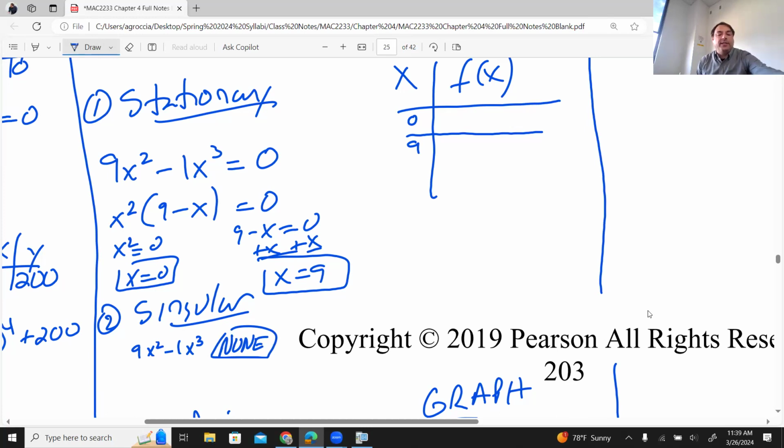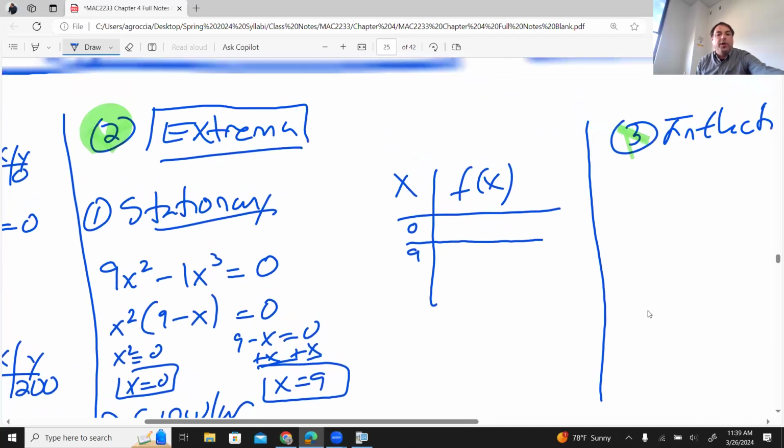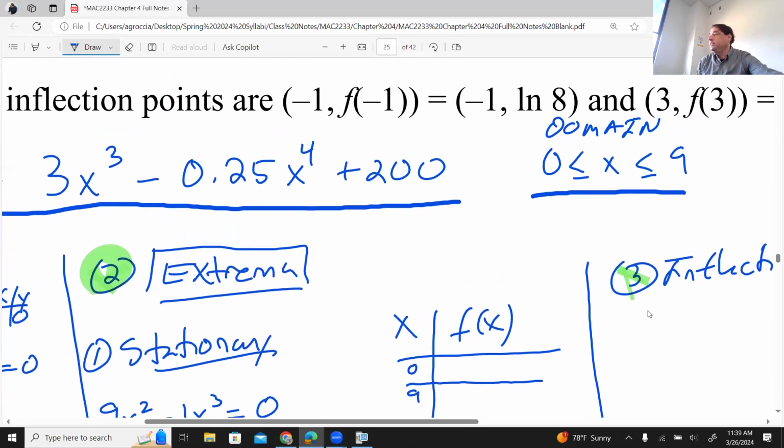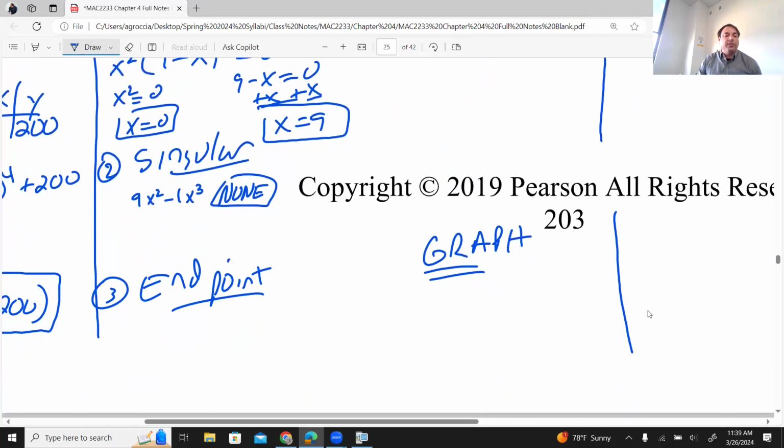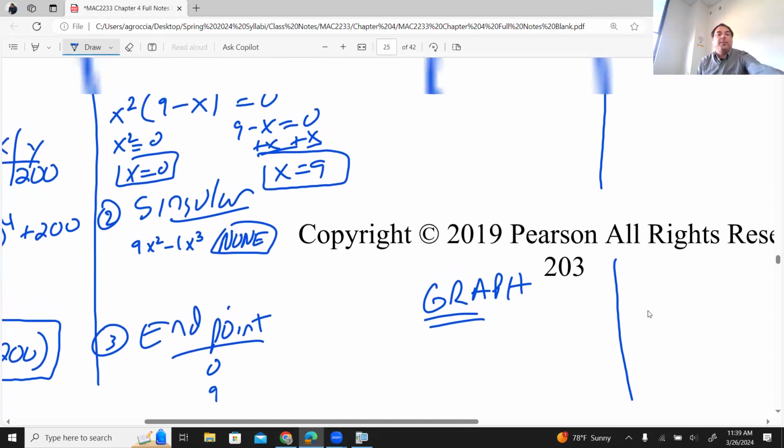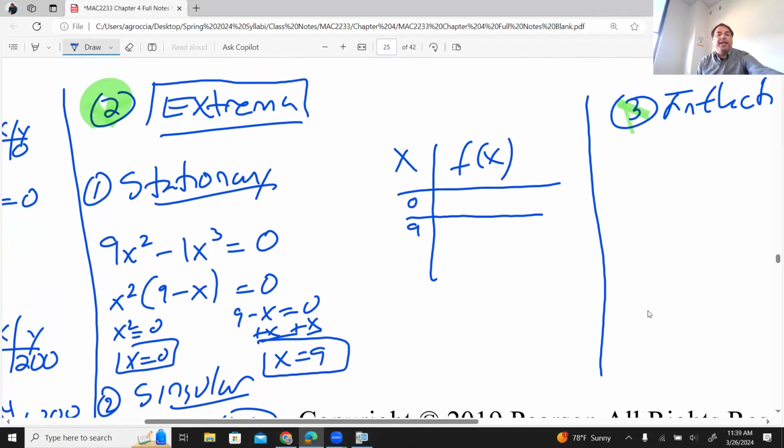Then for endpoint, we go back to the domain. And the domain is 0 to 9, so it's the same points we found as the stationary. So we basically found 0 and 9. Those are endpoints, but they're also possible stationary points. So the only numbers we need to look up are 0 and 9, and we're going to plug them into the original.